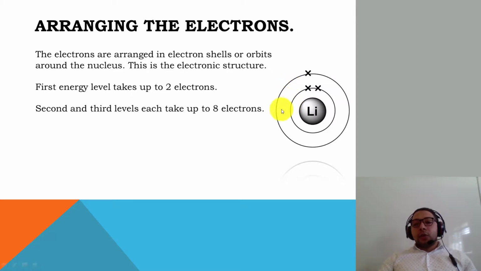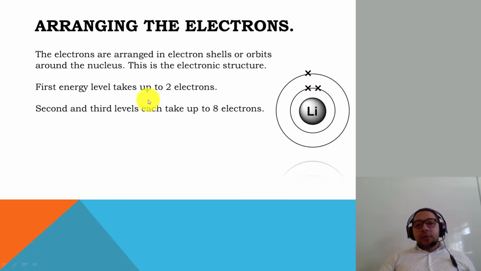So the lithium, in order to put the electrons around the nucleus, we're going to put the first 2 electrons in the first energy level. The second and third energy levels take up to 8 electrons. So in the lithium case, we have placed the first 2 electrons in the first energy level, and we're going to have 1 more electron because there are 3, and the third one is going to be placed in the second energy level.